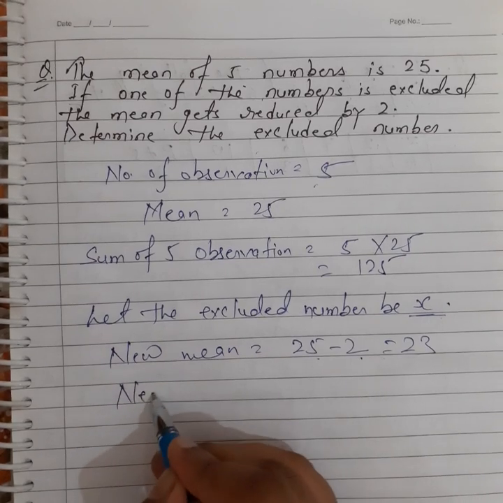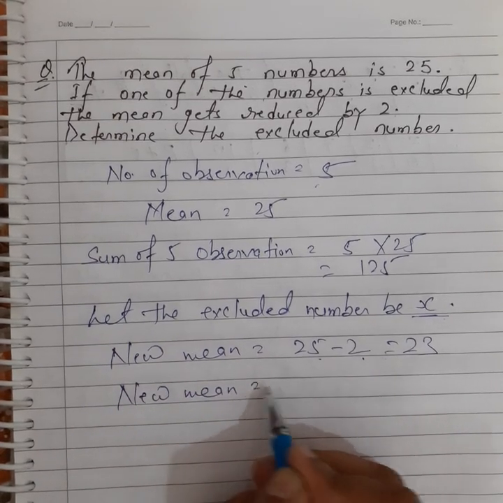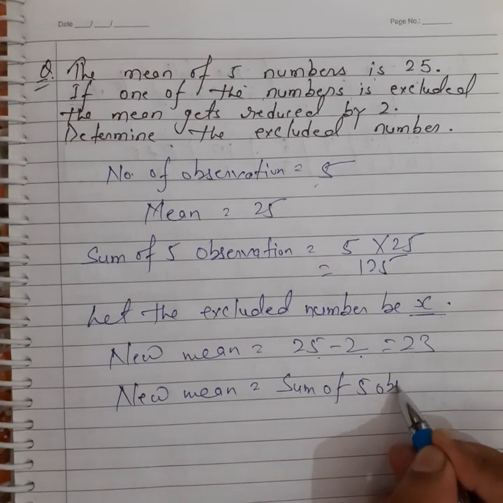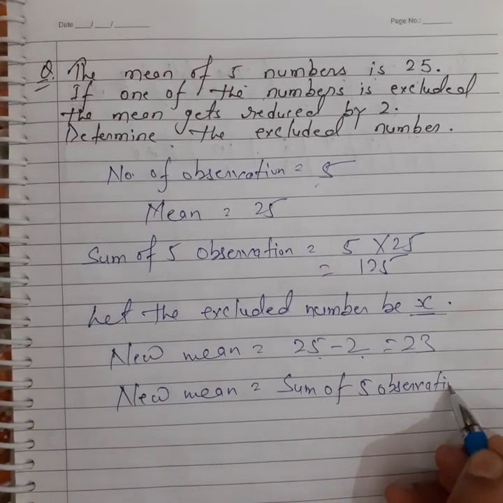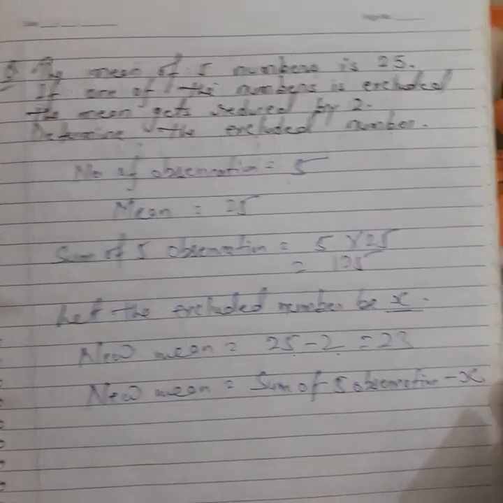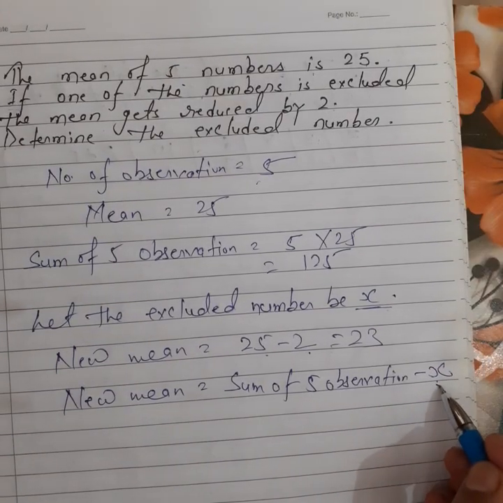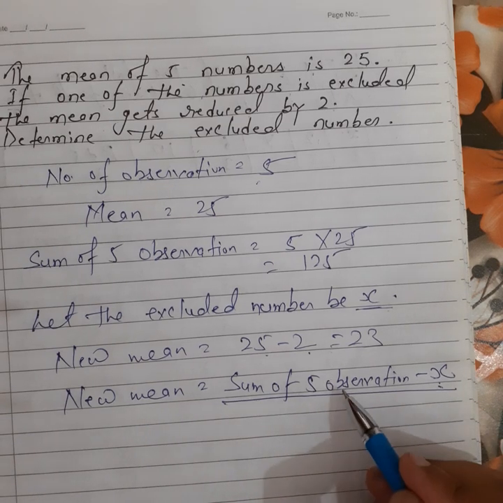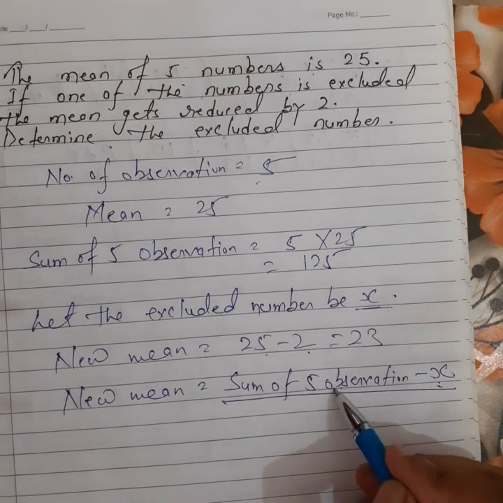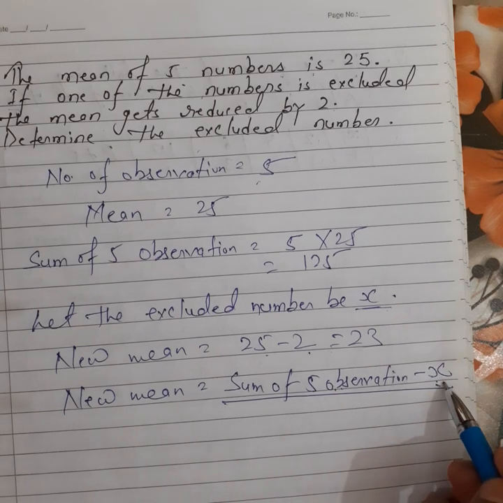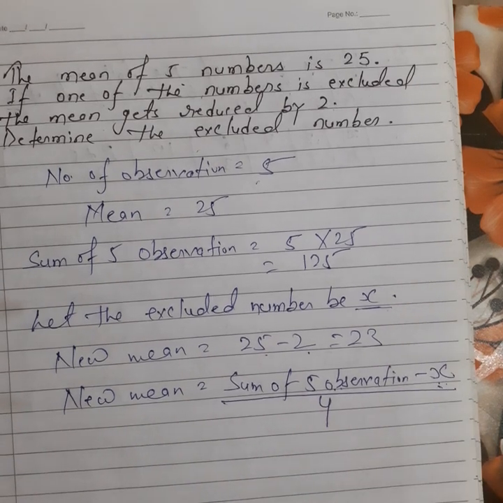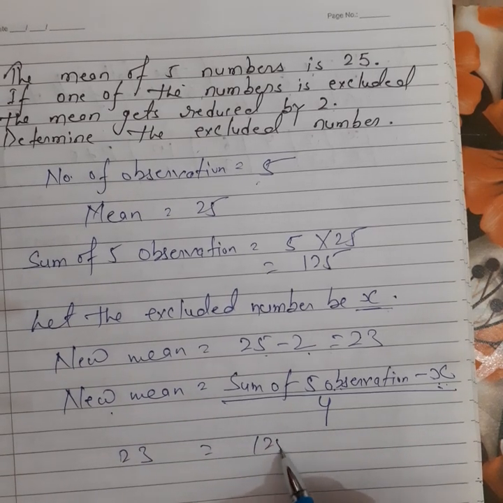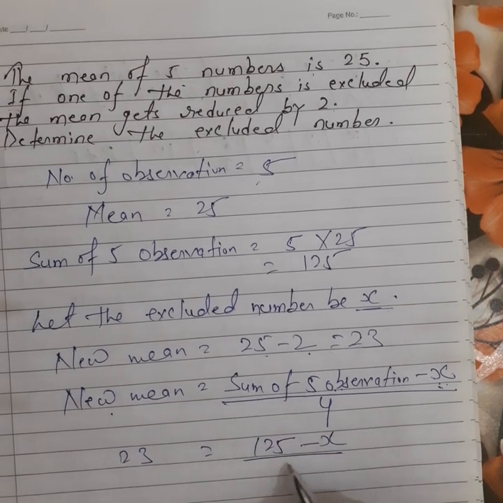So new mean is equal to the sum of 5 observations, that is the previous observations, minus the excluded number, divided by the total number of observations. Initially the number of observations was 5. Now one number is excluded, so it becomes 4. New mean 23 is equal to (125 minus x) by 4.